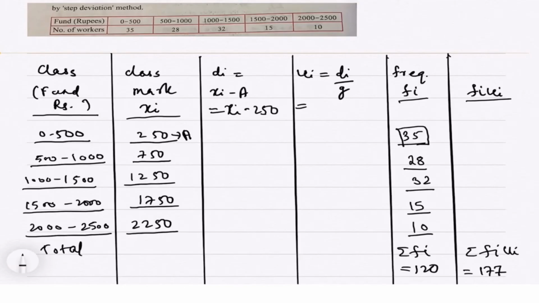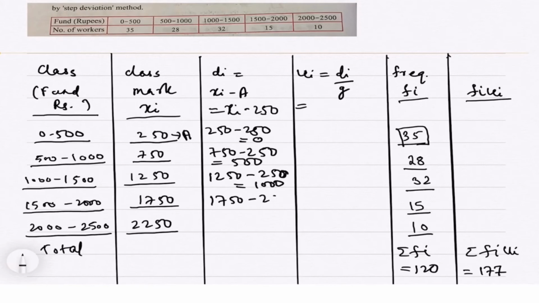Let us find now di values. First value is 250 minus 250, that is 0. Second, 750 minus 250, that is 500. Next, 1250 minus 250 comes as 1000. Next, 1750 minus 250 gives us 1500. And lastly, 2250 minus 250 gives us 2000 as the answer.